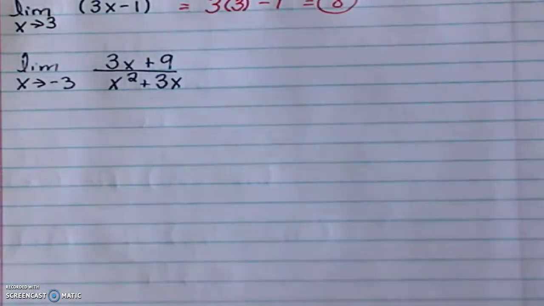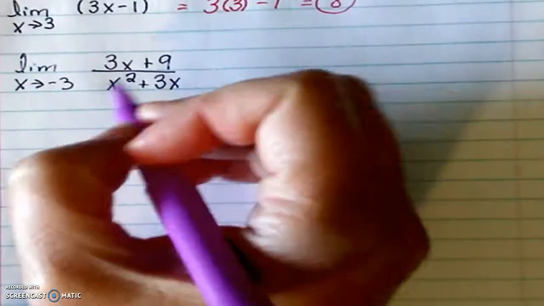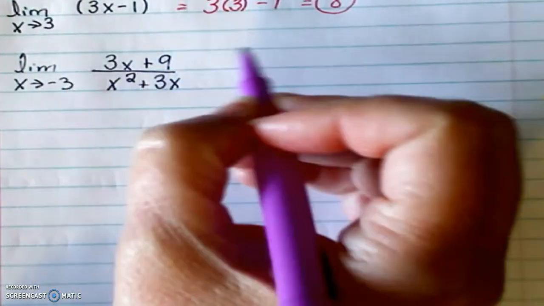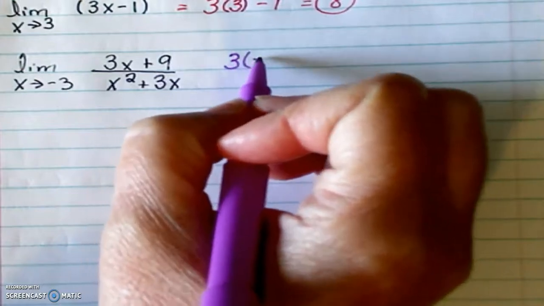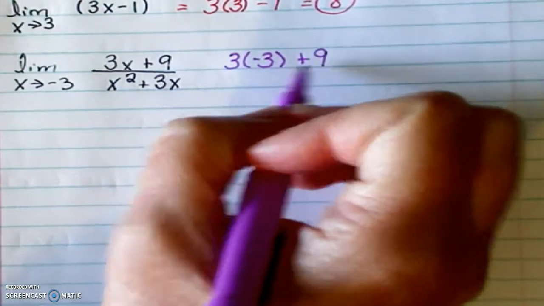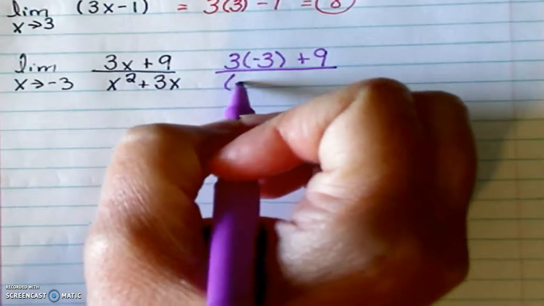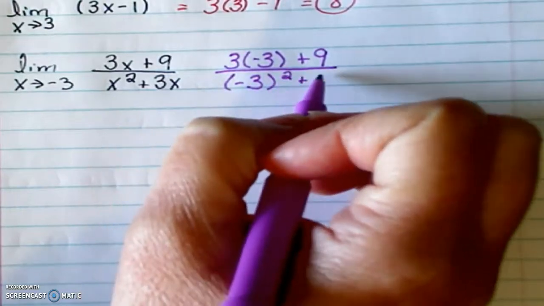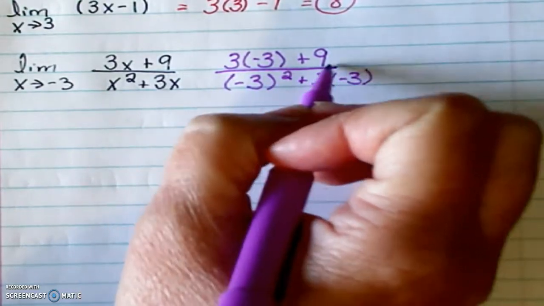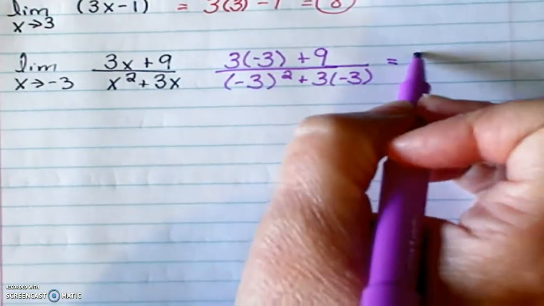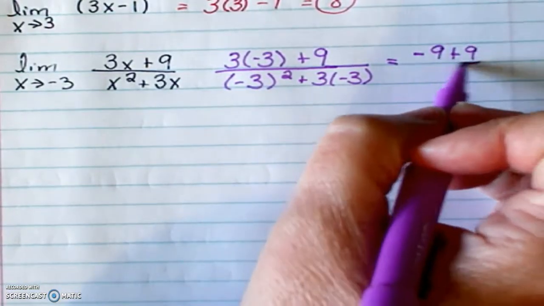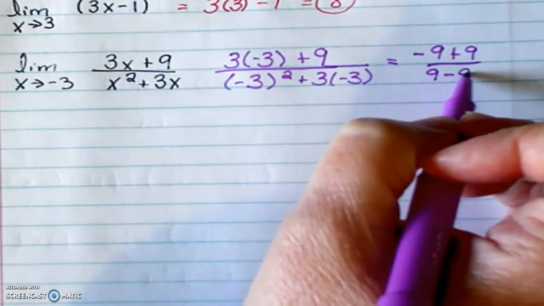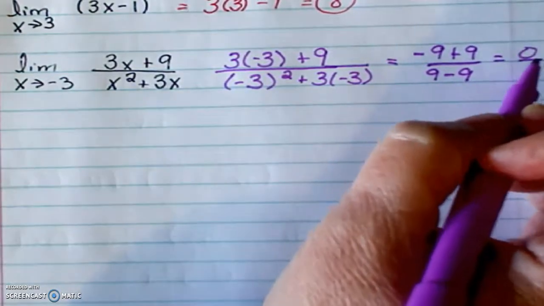Okay, another thing that can happen, this happens to be problem number 10. Now remember, you're just supposed to do the odd problems. So it is very similar to number 9 and then follows through with the rest of the problems. What you want to do is the same thing you did before. You substitute the value in. So you're going to get 3 times negative 3 plus 9 divided by negative 3 squared plus 3 times negative 3. So when you calculate that, you're going to end up with negative 9 plus 9 over 9 minus 9. And you end up with 0 over 0.